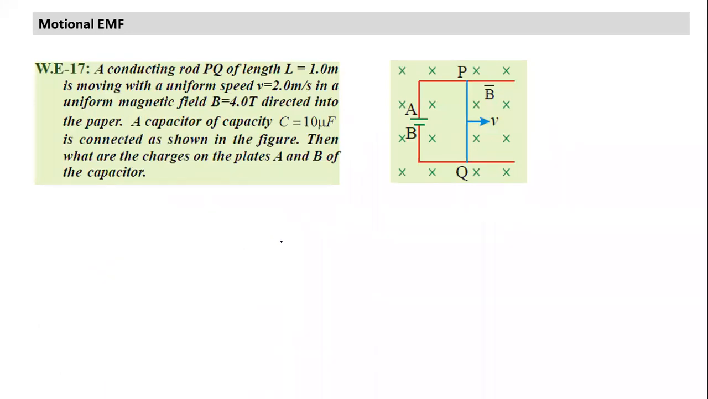Let's look at this question. What we notice here is which rod is in motion. This blue color rod only is in motion. The red color one is at rest. It is connected to a capacitor. I think this is not very neatly drawn. Both sides are equal. There's a capacitor connected, and it moves with a constant velocity. Then what is the charge on the plates A and B?